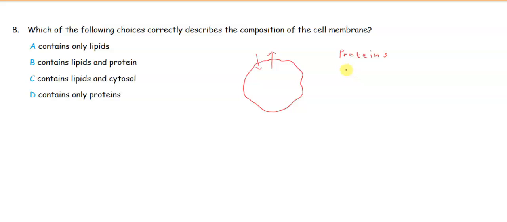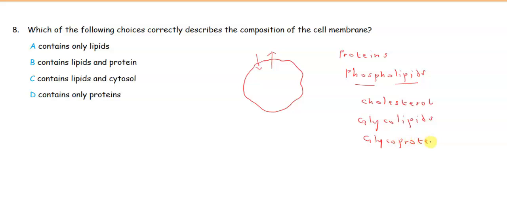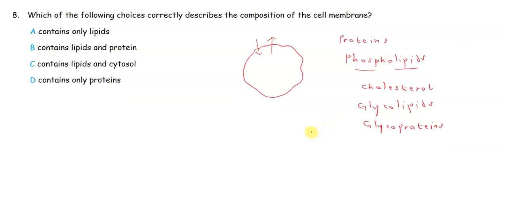We have what we call phospholipids, which is basically phosphates plus lipids. We have cholesterol. We have glycolipids. We have glycoproteins.